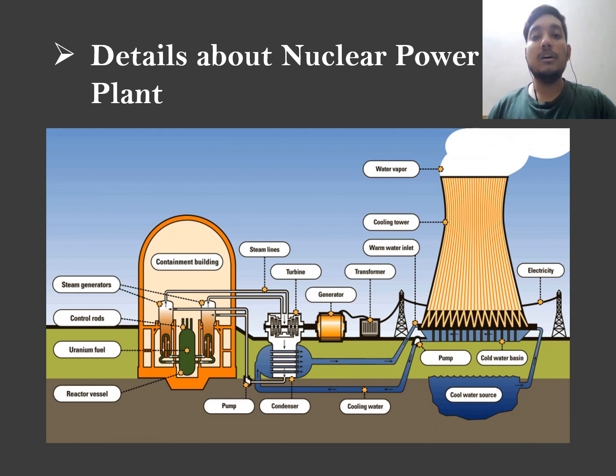Overall, a nuclear power plant harnesses the energy released by nuclear fission to generate a large amount of electricity with relatively low carbon emissions. However, they also pose unique challenges, including the safe handling and disposal of radioactive waste and the risk of accidents such as meltdowns and radiation leaks.